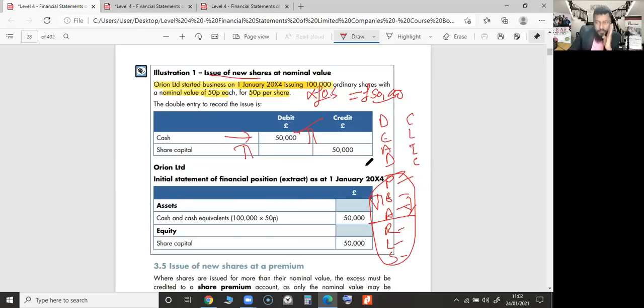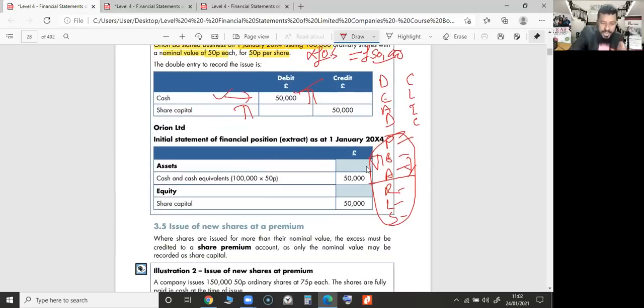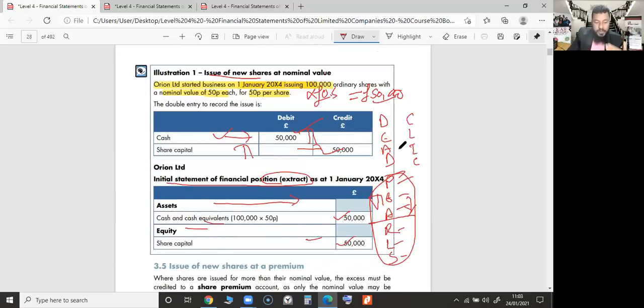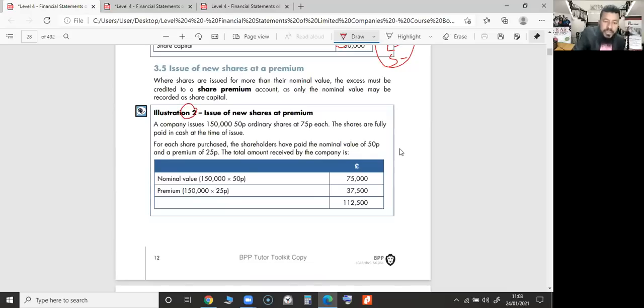Okay, your business is getting money, 50,000 cash up, and capital is also up, capital credit. How do you show it in the SOFP? Look at these people. Initial statement of financial position, extract: cash is a current asset, and in the equity, share capital. That's how you show it. I hope it's fairly okay and balanced. Let's keep going on. At the first one, we issued shares. Second illustration, we're going to issue shares at a higher price, at a premium price.